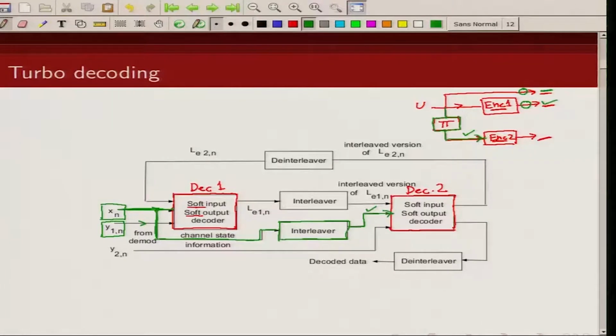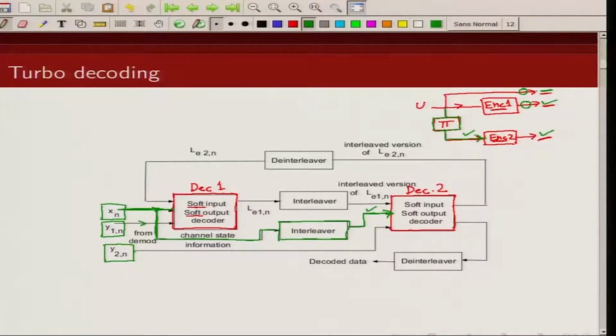We do not send the interleaved information sequence in a turbo code. From this received sequence, by interleaving, I can get back the information sequence that is being fed to this decoder. So the information sequence input to this decoder is nothing but the interleaved version of the received information sequence. Now, what is the second input to this decoder? This is the received parity bit, which I am denoting by y2n.